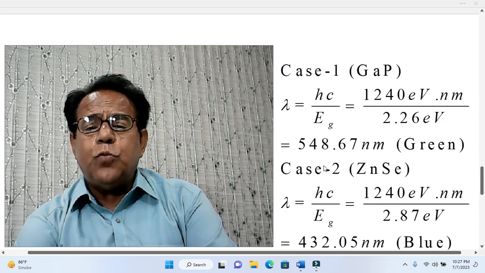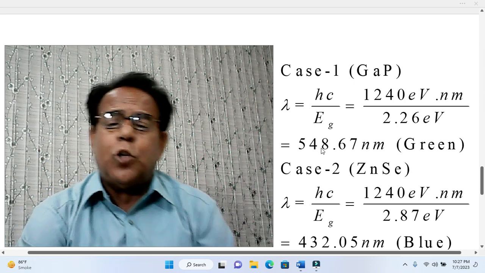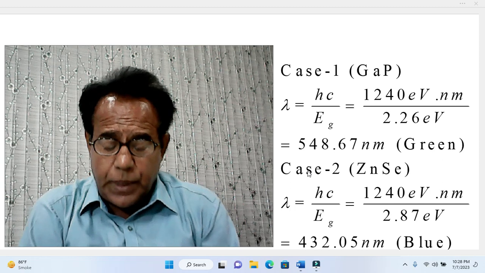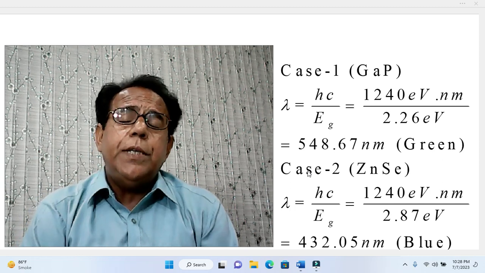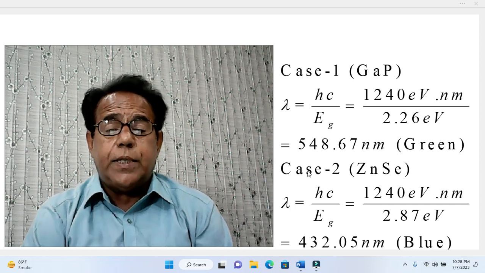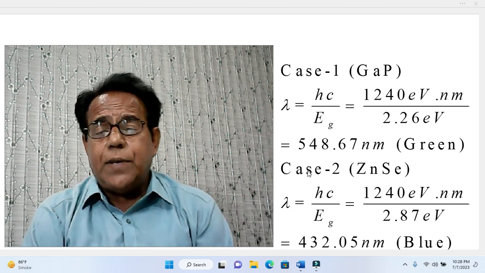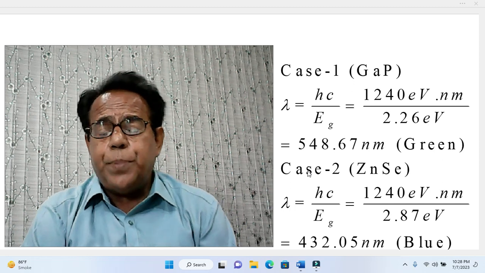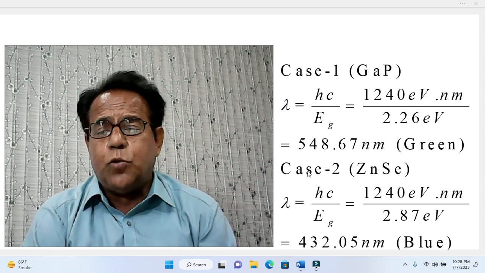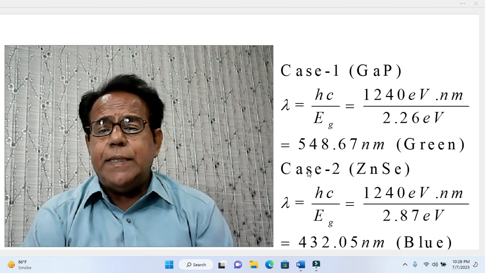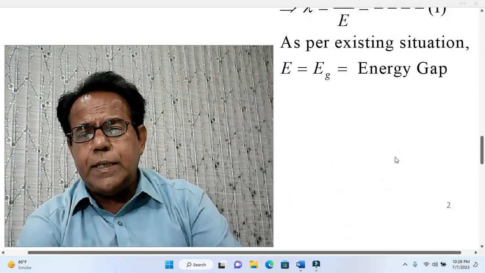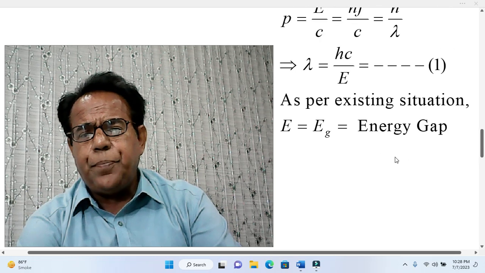Now we come to case 1, which is gallium phosphide. Lambda equal to hc over Eg, energy gap. Dear students, in the helping tool, a very comprehensive table is shown in which various physical constants have been given with their exact values. We know that the combined value of Planck's constant h and speed of light c is given as 1240 electron volt nanometer, divided by Eg, which is equal to 2.26 electron volt, which we have calculated in the previous step.